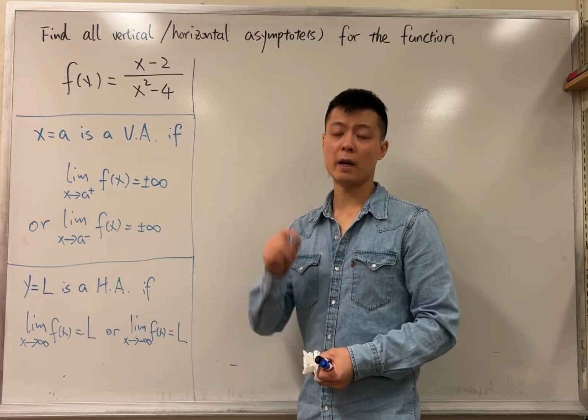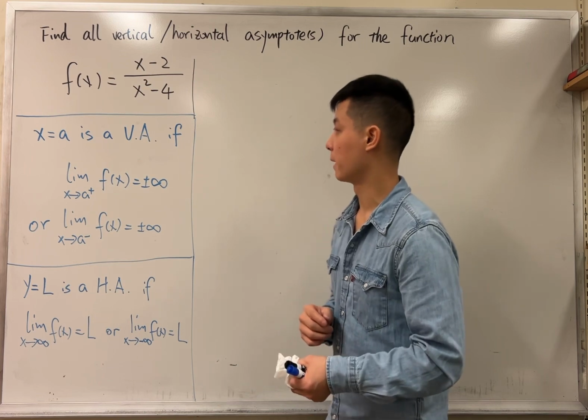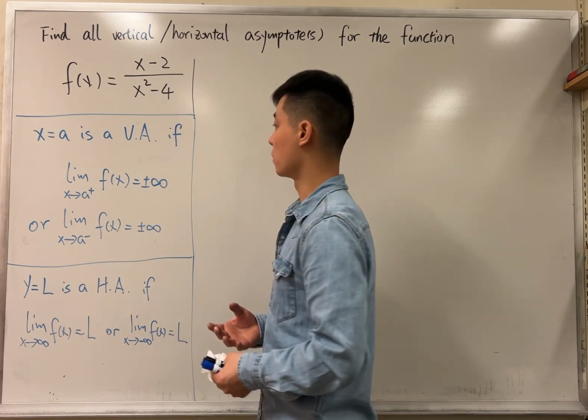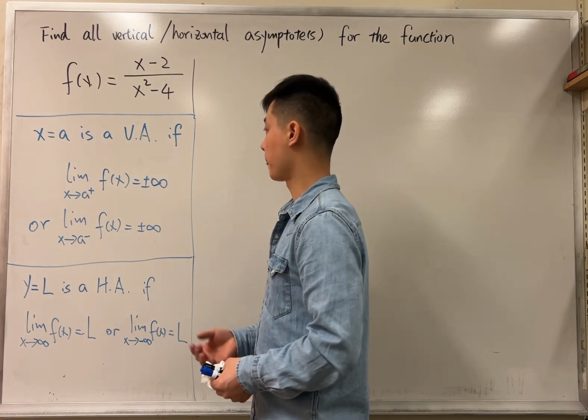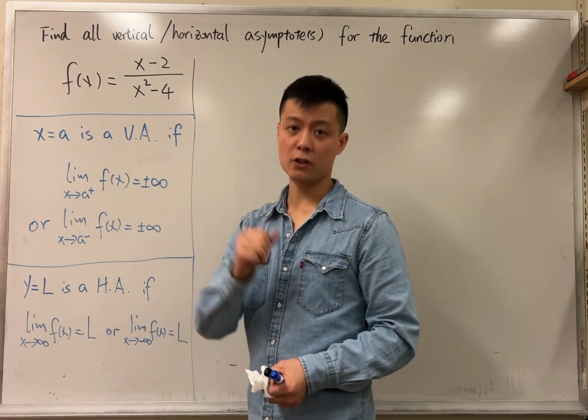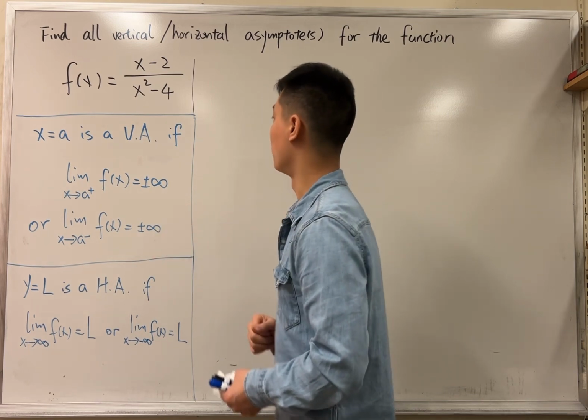Finding all the vertical and horizontal asymptotes for the function f of x. We know that by definition, a vertical asymptote will occur if one of these two limits is infinity, which indicates that the function will have infinite discontinuity at that point.